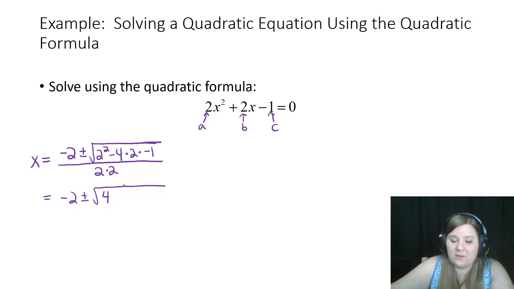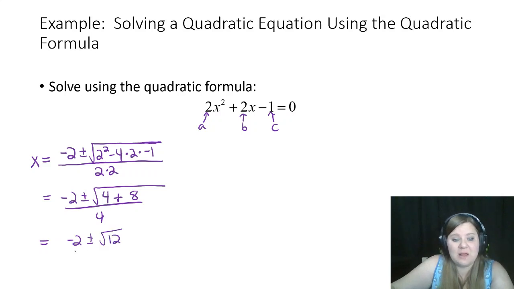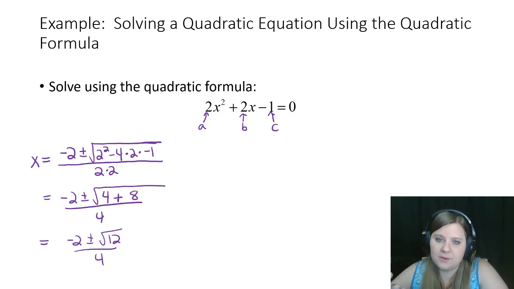And I need to multiply all that together. So I'm going to have plus 8. And on the bottom, 2 times 2 is 4. I finish combining like terms underneath the square root, and I get negative 2 plus or minus the square root of 12 over 4. Some people are tempted to simplify the fraction at this point, but don't.